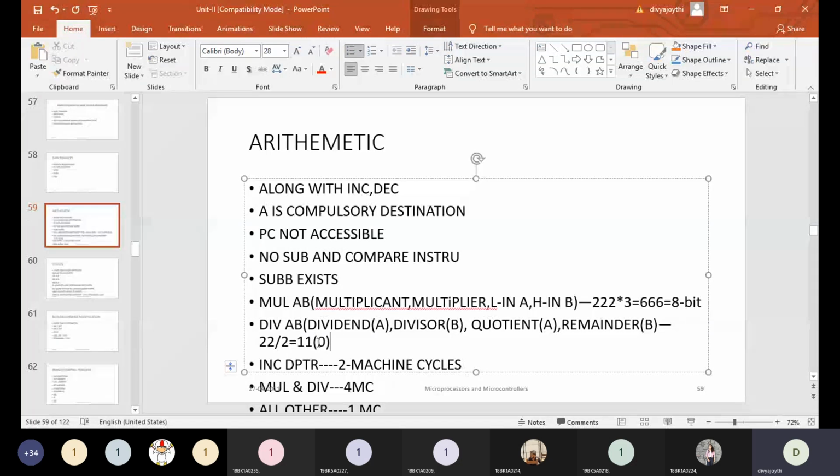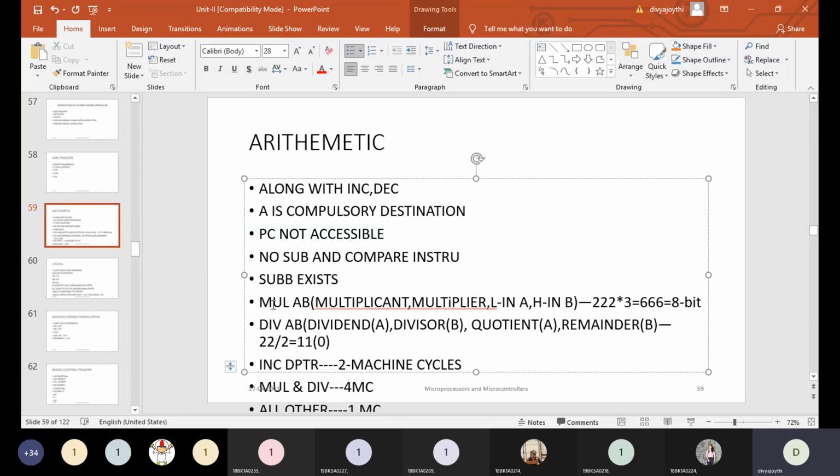But the controller will store both. It will store the quotient as well as the remainder. The quotient will be stored in A and the remainder will be stored in B. So before execution, A will store the dividend and B will store the divisor. After the execution, A will store the quotient and B will store the remainder. So that is about the multiplication and division.